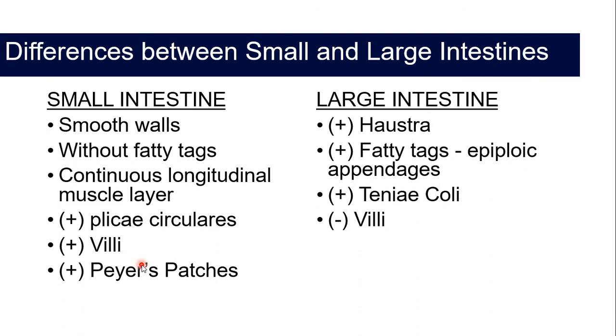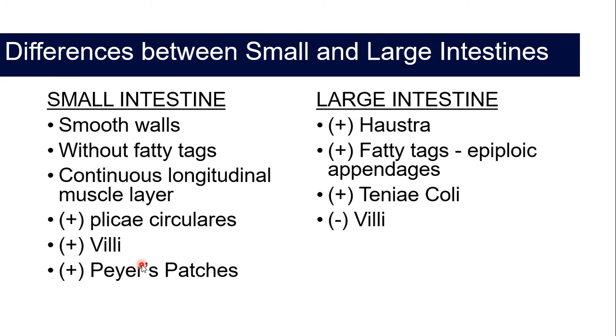Now, these teniae coli are longitudinal muscle collected into three bands that are found in your large intestine. On the other hand, the longitudinal muscles of the small intestine form a continuous layer around the gut, which again are found in your small intestine.